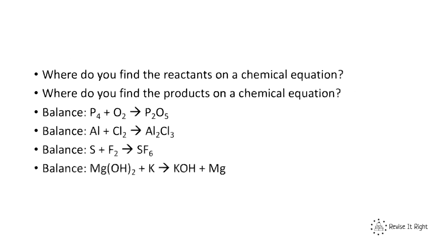So number 1, where do you find the reactants on a chemical equation? Well, you find the reactants on the left. Where do you find the products on a chemical equation? You find the products on the right.